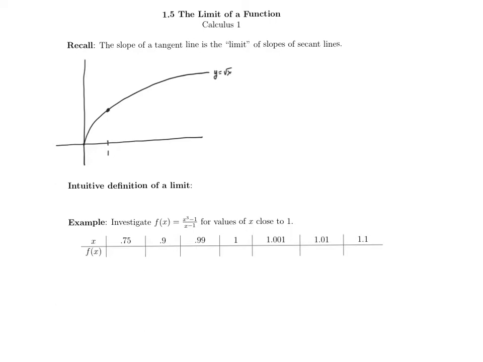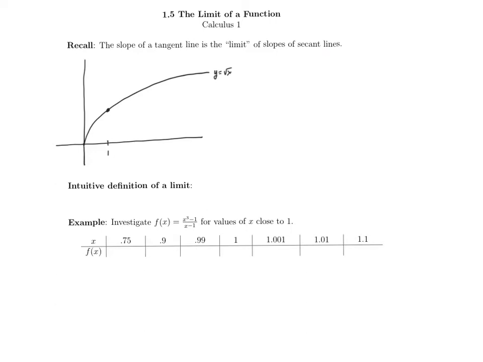The goal of this video will be to remind us of what we talked about in the previous section and use that to transition into what we'll think of as the intuitive definition of a limit and then explore an associated example. So recall from our previous section, we started off by investigating how we could find the slope of a tangent line. And what we saw is that the slope of the tangent line is a limit, whatever that means, of the slopes of secant lines.